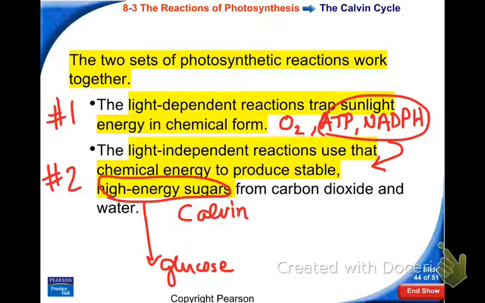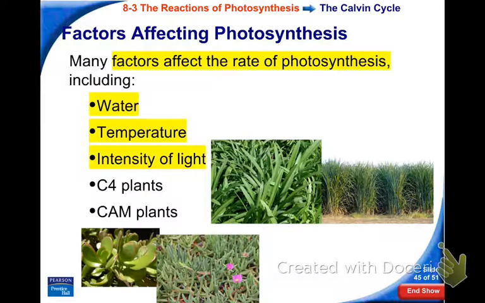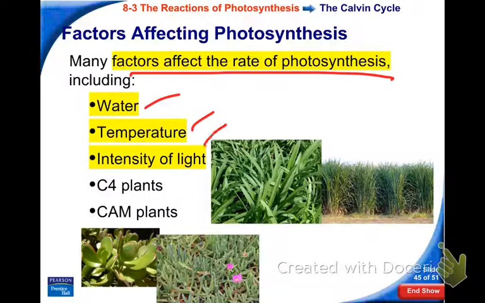Okay. This is taking longer than I thought it would. Sorry. I'm almost done. And lastly, the factors that affect the rate of photosynthesis: how much water the plant has, the temperature, and how strong the light is.